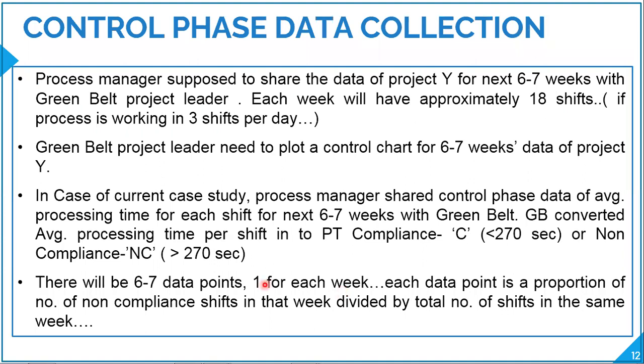Let me repeat the last point over here again. This is the most important aspect of plotting the P chart. There will be 6 to 7 data points, one for each week. Each data point is a proportion of the number of non-compliance shifts in that week divided by the total number of shifts in the same week. So we're going to get 6 to 7 different proportions, and we're going to plot those proportions in the P chart. So I guess on that particular note, let's stop with this video right here.